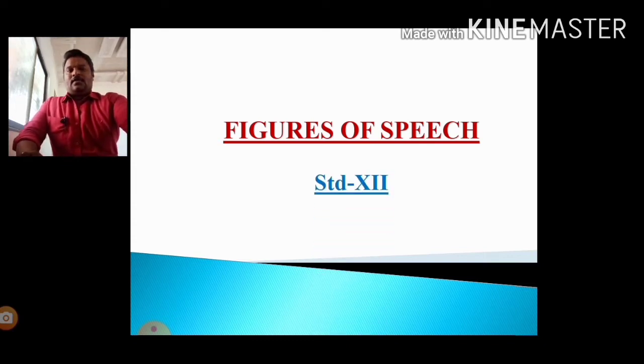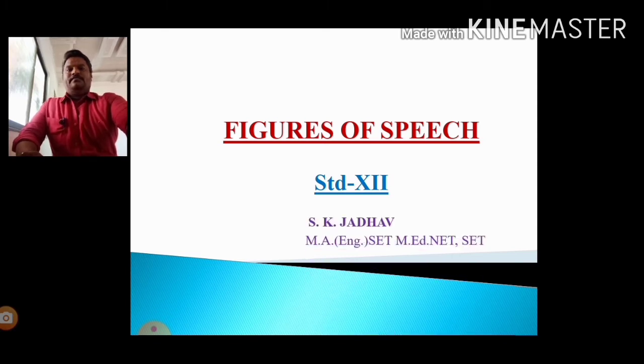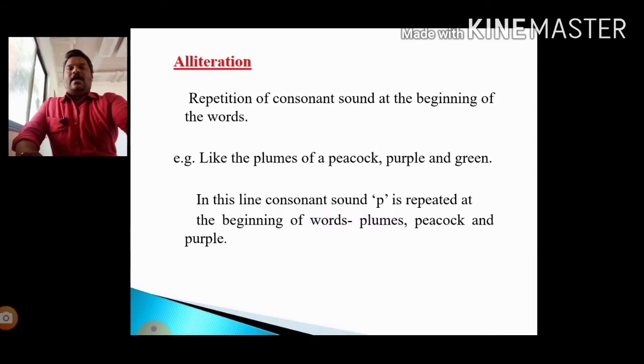First figure of speech is alliteration. What is alliteration? Alliteration is a repetition of consonant sound at the beginning of the words. It means we see the repetition. Repetition of what? Repetition of consonant sound. But where? Repetition of consonant sound at the beginning of words.